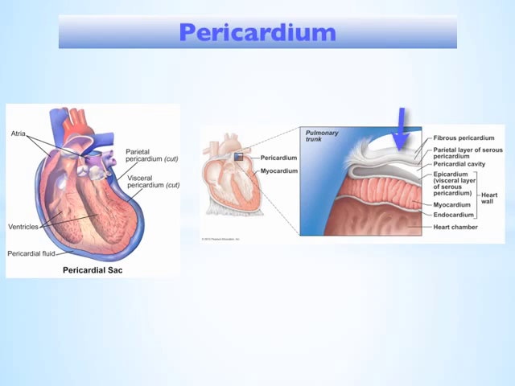Now the pericardium is shown there. That's the outer layer, the fibrous pericardium, which is a tough fibrous layer, protects the heart. Inside that is the parietal layer, and against the heart wall is the visceral layer, or epicardium. And there you have the sac, the space in between with the pericardial fluid.